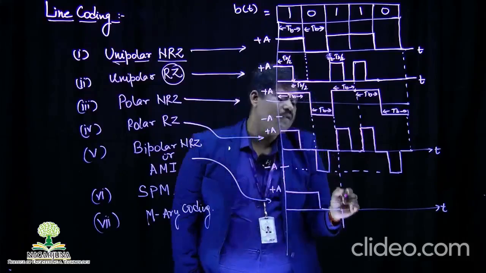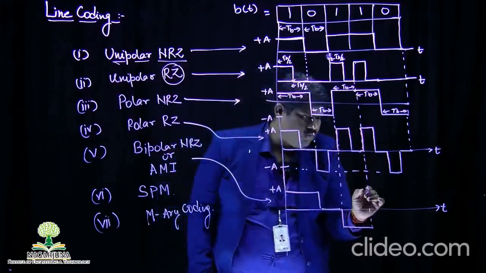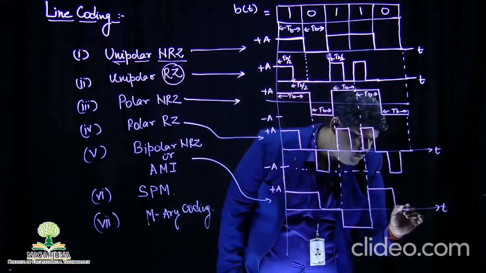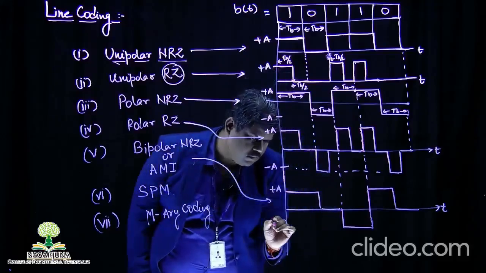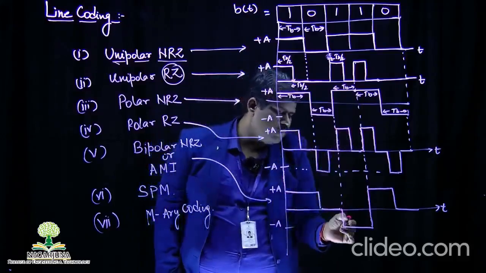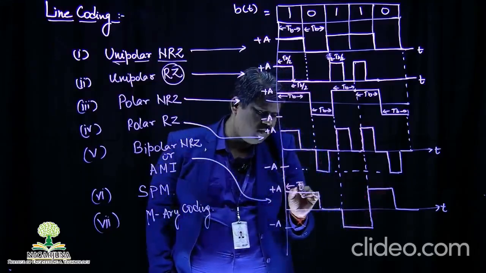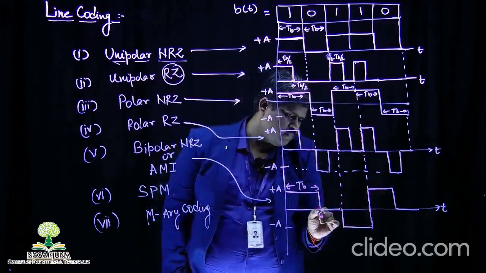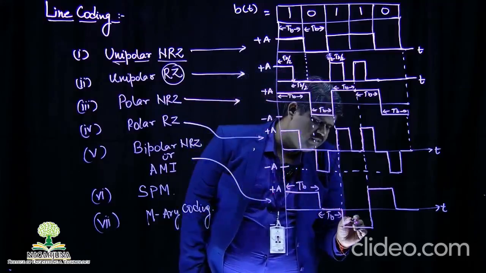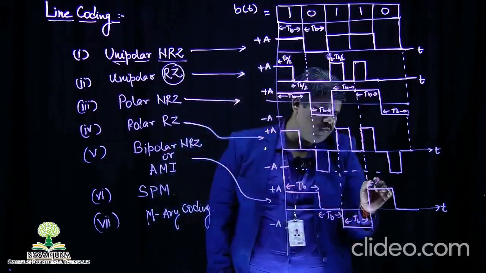So for the next one, it will become minus A. Again, for the next one, it will become positive. Then it will become 0. Here you can check that for the first one it was plus A, for the next one it was minus A, then again for the next one it was plus A, for the whole bit interval. This is called alternate mark inversion or bipolar NRZ. It's very simple. No need to learn anything. You just follow the nomenclature, because everything is written in the nomenclature only.